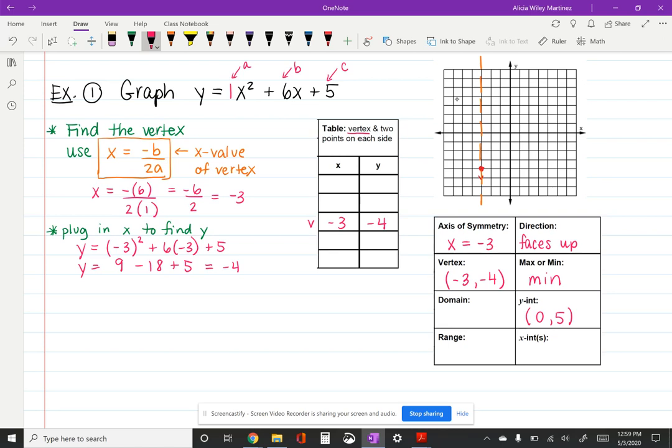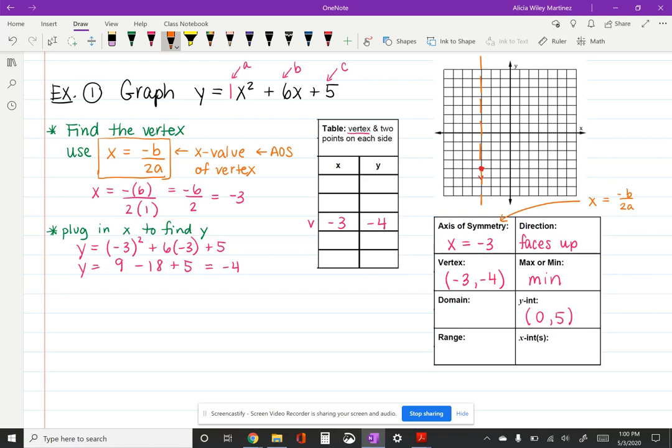So not only does this tell you the x value of the vertex, it also tells you the equation of the axis of symmetry. It's x equals -b over 2a. So there's two things that tells you. It can tell you the x value of the vertex, and it can also tell you the axis of symmetry. I'll abbreviate that AOS.